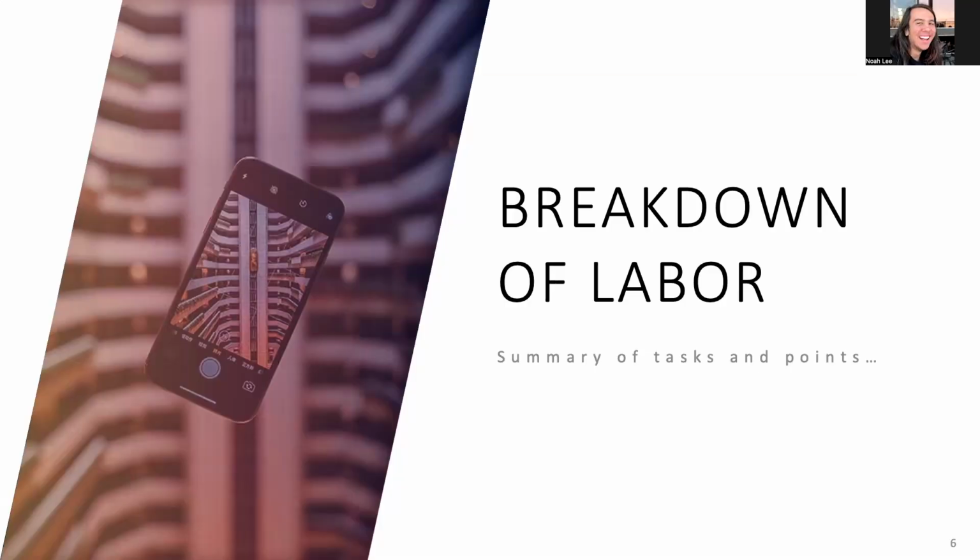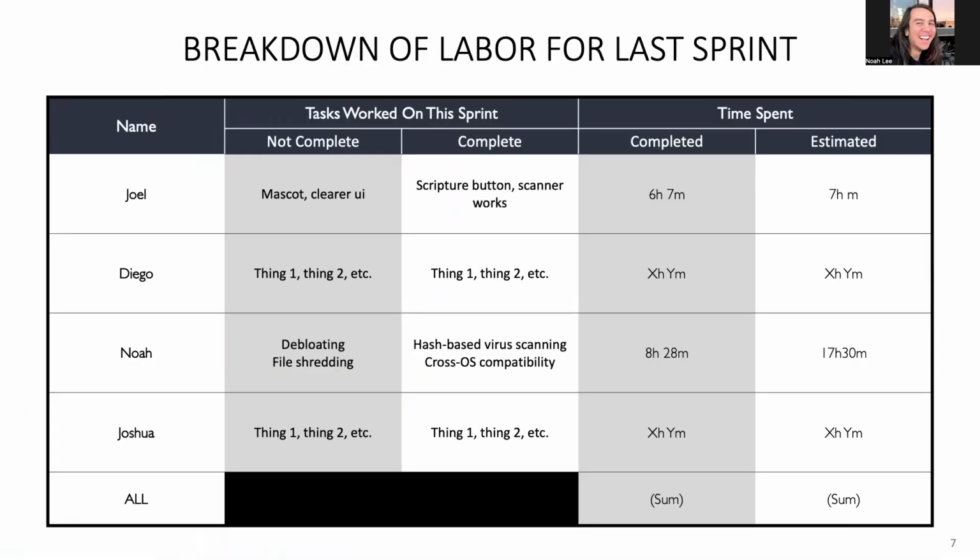Jumping into the breakdown of labor, for myself, I was able to complete the hash-based virus scanning along with cross OS compatibility. I was unable to complete a debloating section along with file shredding. In total, it took me about 8.5 hours. I estimated around twice that though. The primary issues there are being unsure of how to proceed with the debloating process and partially being unsure if we're going to implement that. And then file shredding, just not having a good idea of how I want to handle it.